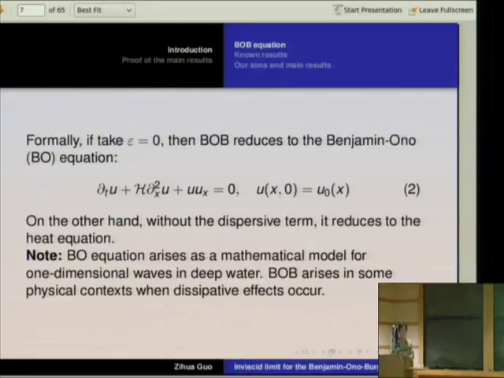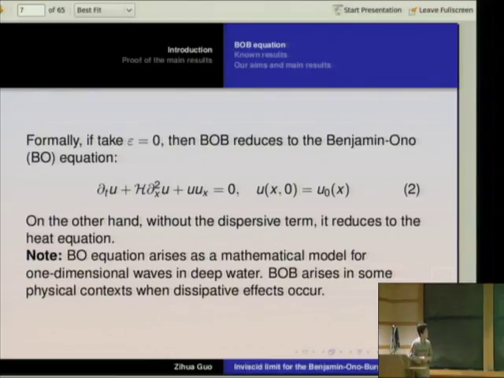Formally, if we take epsilon equal to 0, then the Benjamin-Ono-Burgers equation reduces to the BO equation. So just simply take epsilon equal to 0. On the other hand, if you let the dispersive term disappear, then it will become the heat equation.